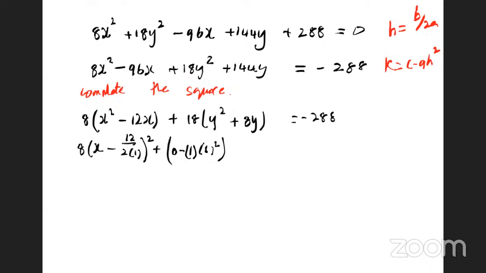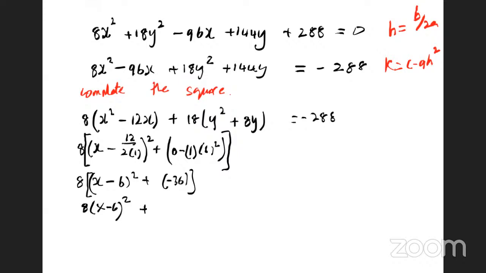All right? So I just complete the square inside here. So that'll be 8 by, open brackets, x minus 6 squared plus minus 36, right? And then I'm going to multiply everything by 8. 8 by x minus 6 squared minus 8 by 36.